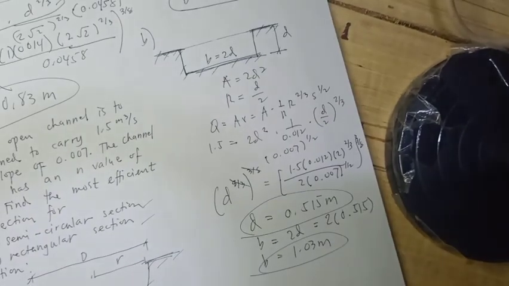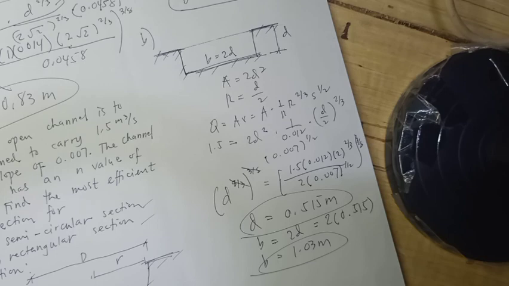So that would be all for tonight. We are ending with the most efficient cross sections. This is part 1 of chapter 8. The next part will discuss the alternate stages of flow and the critical depth of any section, the non-uniform or varied flow, as well as the hydraulic jump. It would be so exciting to discuss it with you.